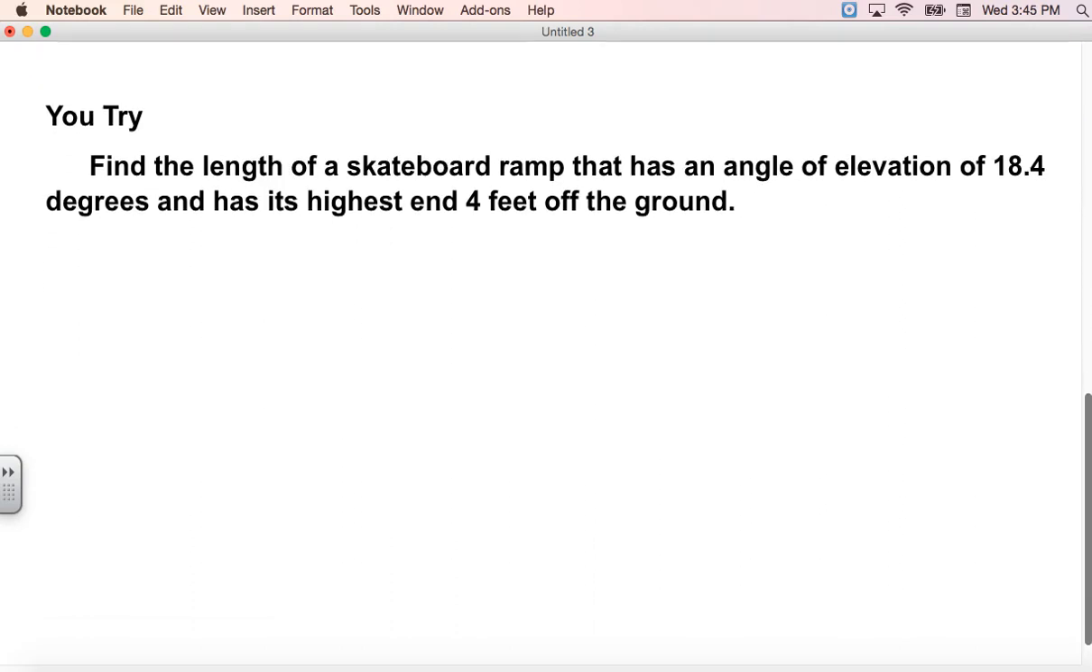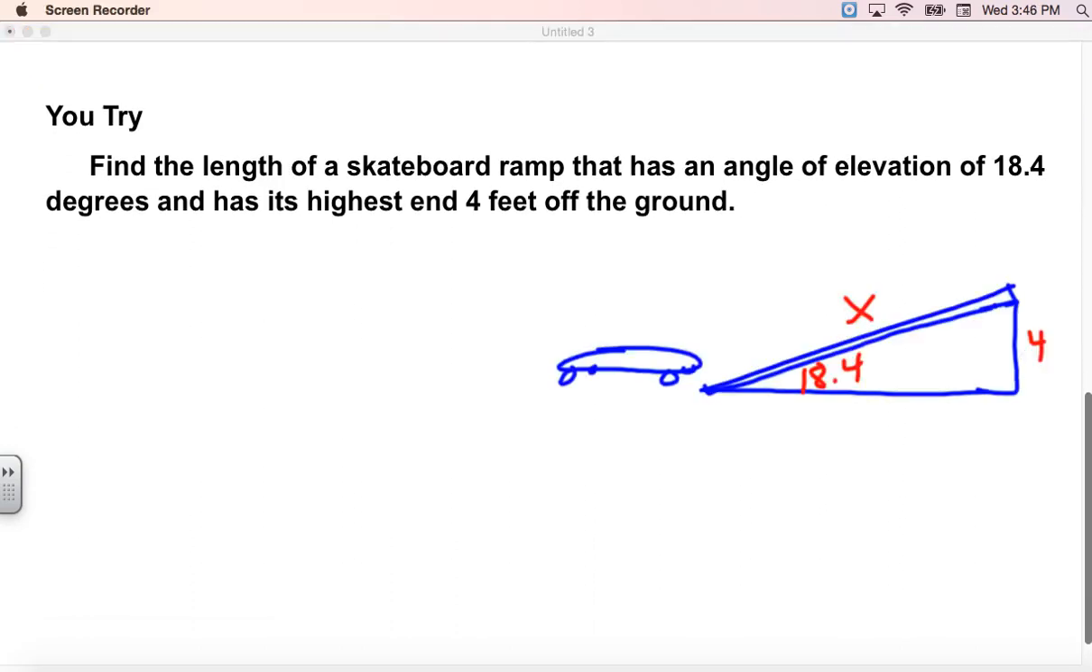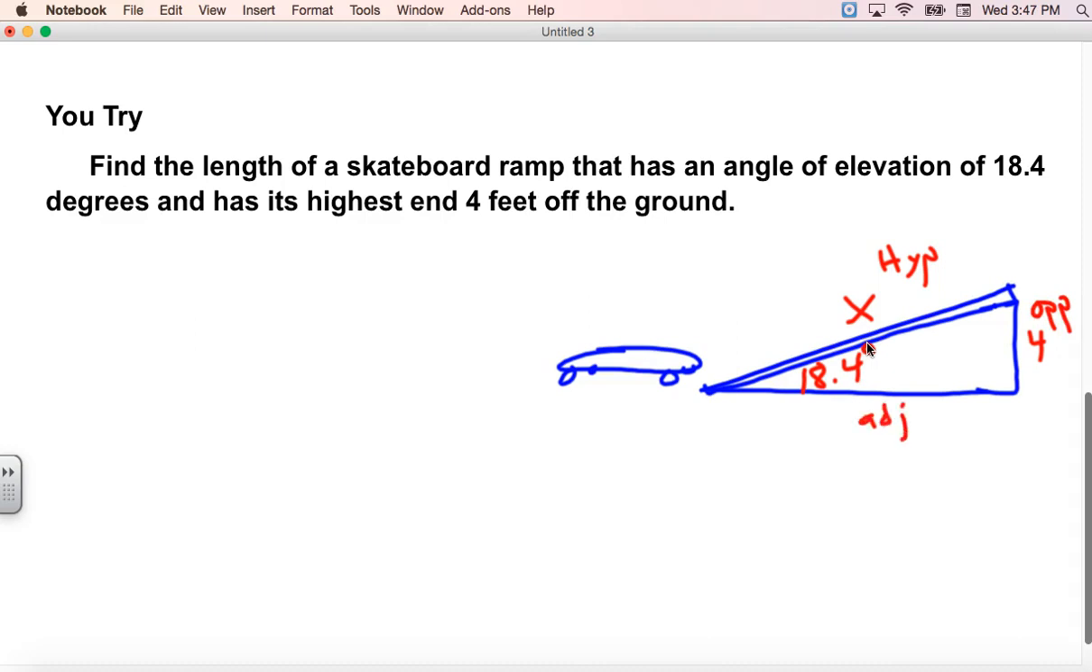So let's let you guys try one down here. Give it a try, I'll go over it, and let me know if you have any questions. So here's a picture of the skateboard ramp. We've got the angle of elevation of 18.4 degrees, and the height of the ramp is 4 feet off the ground, and they want to know the length of the ramp. So the x this time is up here, our hypotenuse. 4 is the opposite side, 18.4 is our degree, and the side down here that we're not using is adjacent.